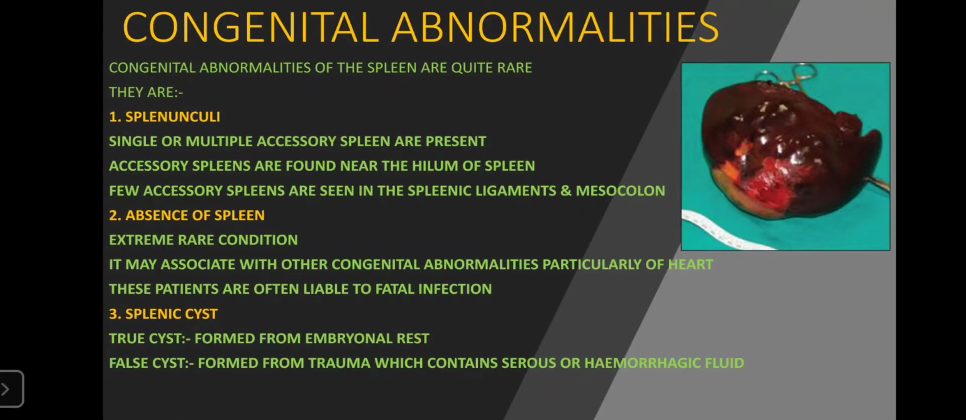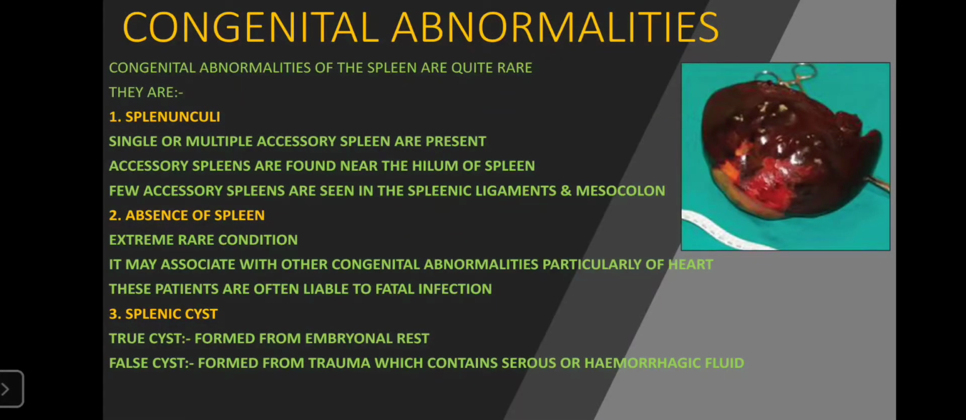Now we will see the congenital abnormalities of the spleen. The congenital abnormalities are rare conditions, but if present, they are splenunculi, absence of spleen, or splenic cyst. First we will see the splenunculi. It is a clinical condition where single or multiple accessory spleens are present. These accessory spleens are found near the hilum of the spleen. A few accessory spleens may be seen at the splenic ligament or near the mesocolon.